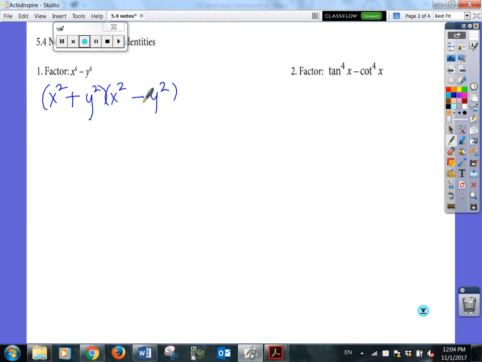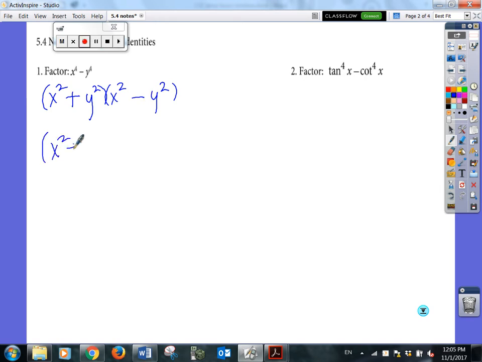x squared plus y squared. A lot of times you think there's something we can do, but there's nothing we can do with x squared plus y squared. x plus y times x plus y gives us x squared plus 2xy plus y squared. x minus y gives us x squared minus 2xy plus y squared. So there is nothing you can do with the x squared plus y squared. But the x squared minus y squared is, again, the difference of two squares.